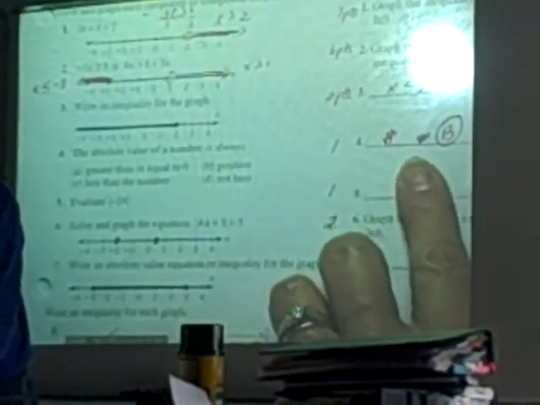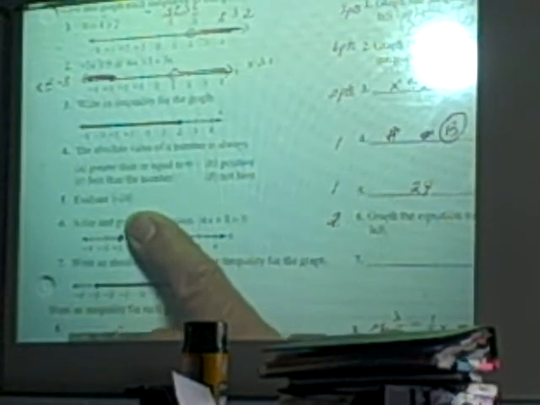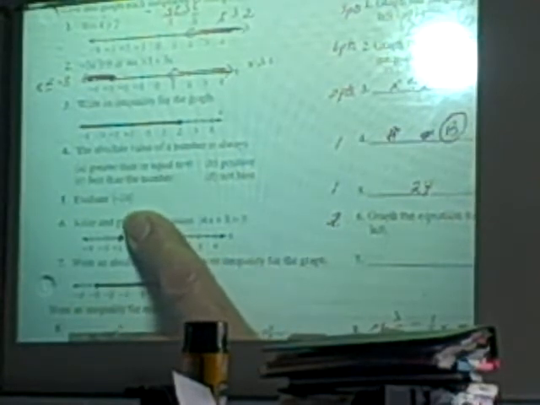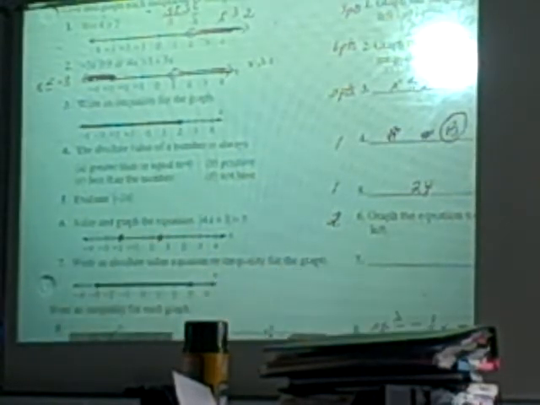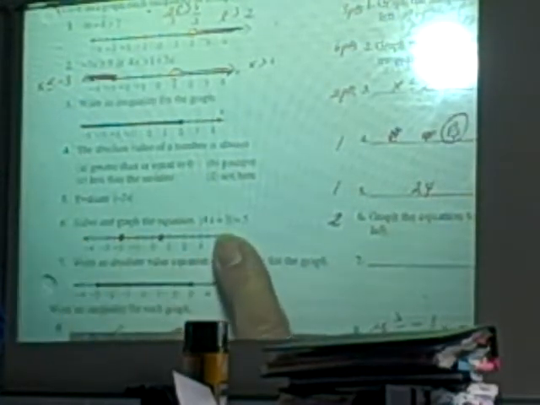All right. We had a discussion on 4. Number 5, I think everybody was okay. The absolute value of a negative 24 is positive 24. Okay. Number 6.